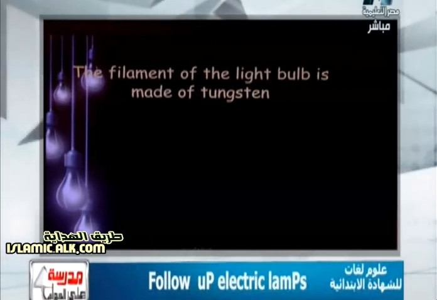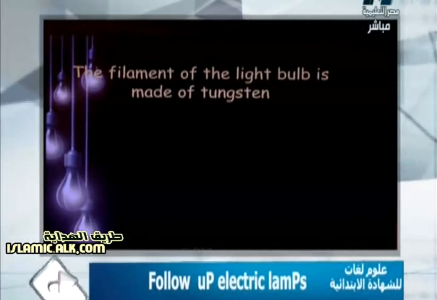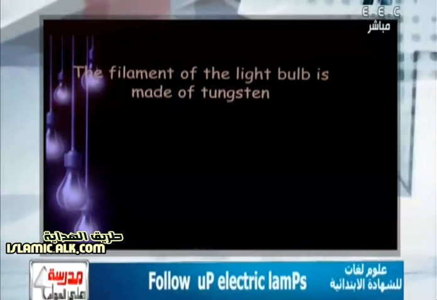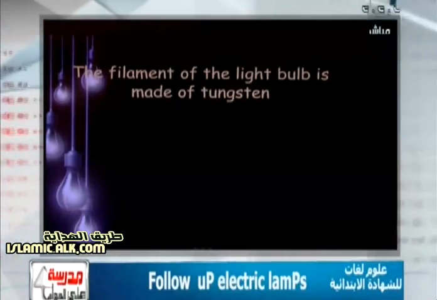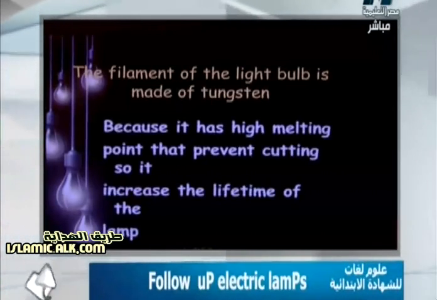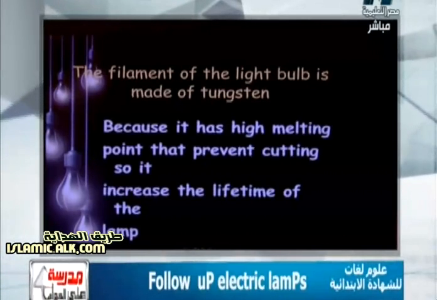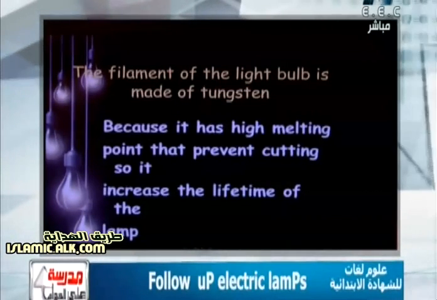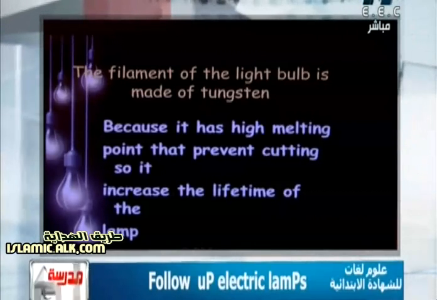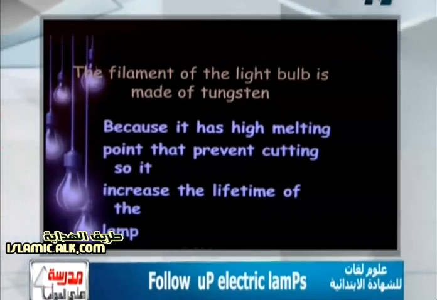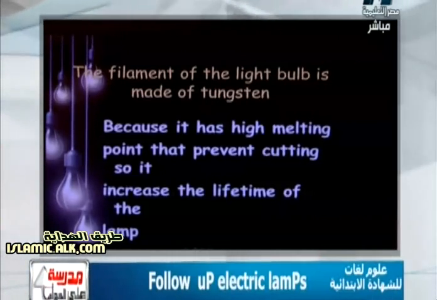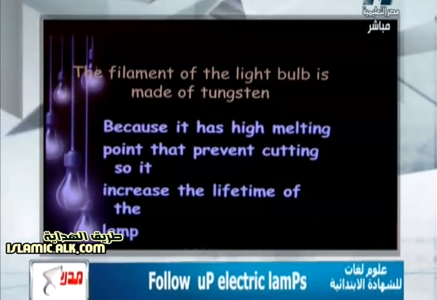The filament of the light bulb is made of tungsten. Give reason. I have a very important answer: because tungsten has a high melting point that prevents cutting, so it increases the lifetime of the lamp. Again, because it has a high melting point that prevents cutting, so it increases the lifetime of the lamp.